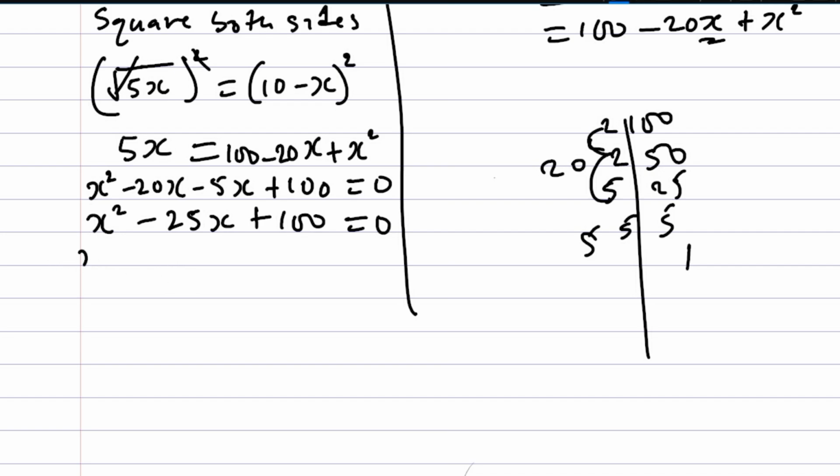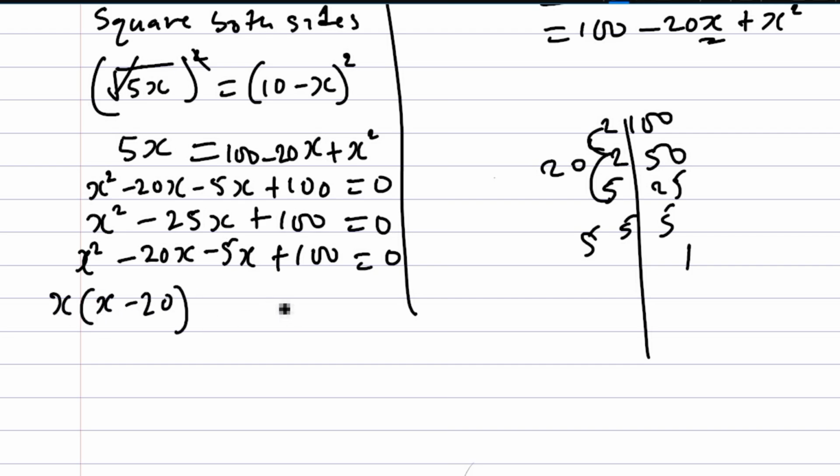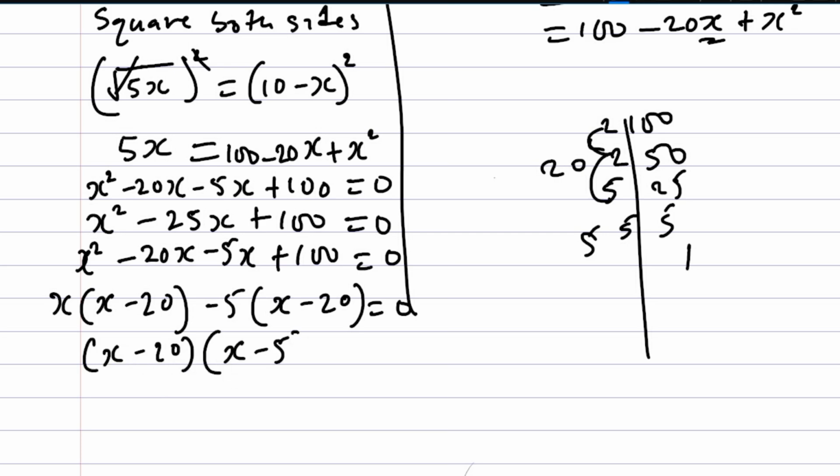So since it's possible, I'm going to have that x squared minus, instead of writing 25x, I'm going to write it as minus 20x, then minus 5x, then bring down my plus 100 is equal to 0. So what is common between these two is x. So in bracket, I'm going to have x minus 20. Now what is common here is again minus 5. Then I'm going to have the same x minus 20 is equal to zero. So finally I'm having that this is x minus 20 multiplied by x minus 5.